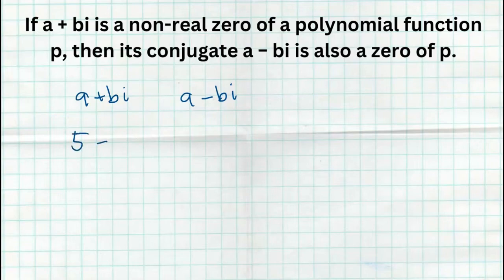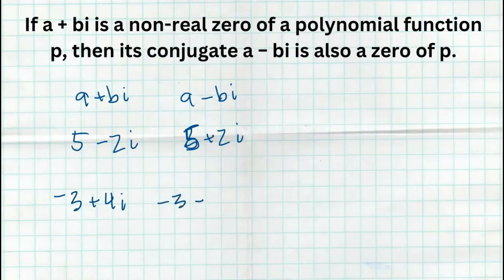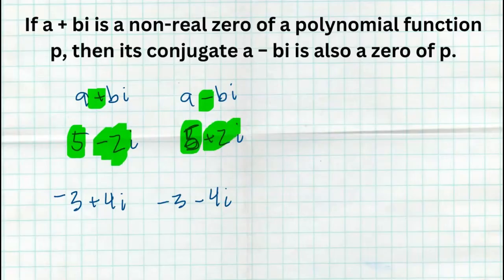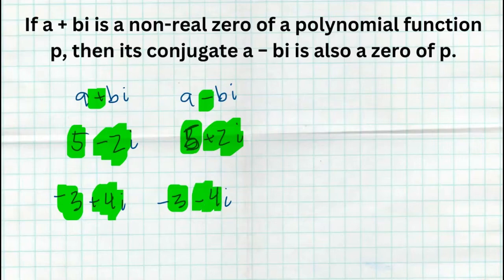So for example, if 5 minus 2i is a 0, then 5 plus 2i is automatically a non-real 0 as well. Or if negative 3 plus 4i is a known non-real 0, then negative 3 minus 4i is another one. So again, it's only the sign in the middle that changes. If this 5 is positive, then this 5 is still positive. It's the imaginary part that's minus 2i or plus 2i. Negative 3 and negative 3 stay the same. It's the imaginary part that changes from positive 4i to negative 4i.